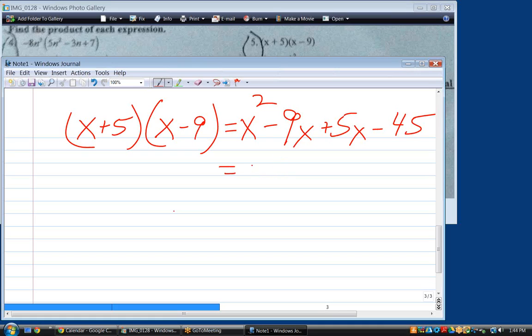Let's see, that would be x squared minus negative 4x. Okay, it's just minus a 4x. It's not going to be minus a minus. Sorry. Just one minus, because if you put two minuses there, it's going to turn into a plus. Okay, good.